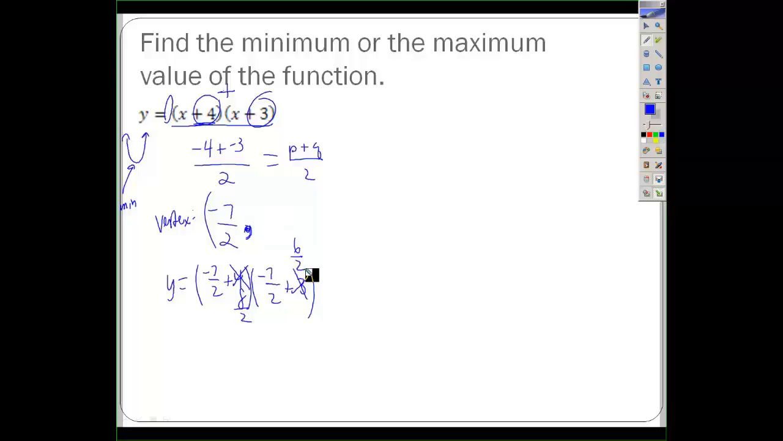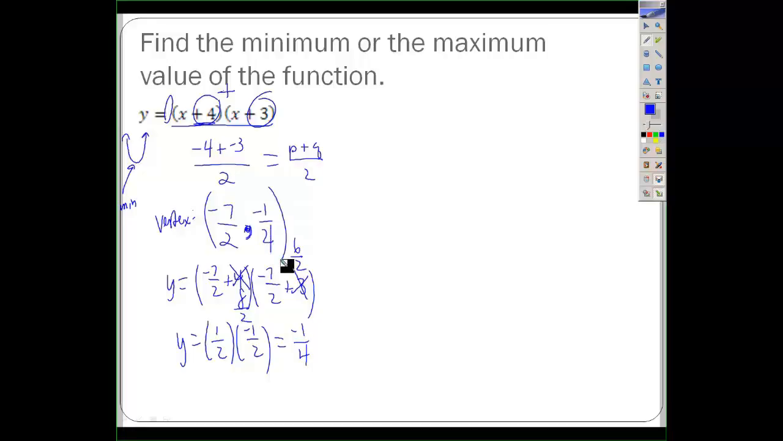So when we add our fractions, we do need common denominators. What I really have here is 1/2 times -1/2. When I multiply straight across, y must equal -1/4. All right, -1/4.